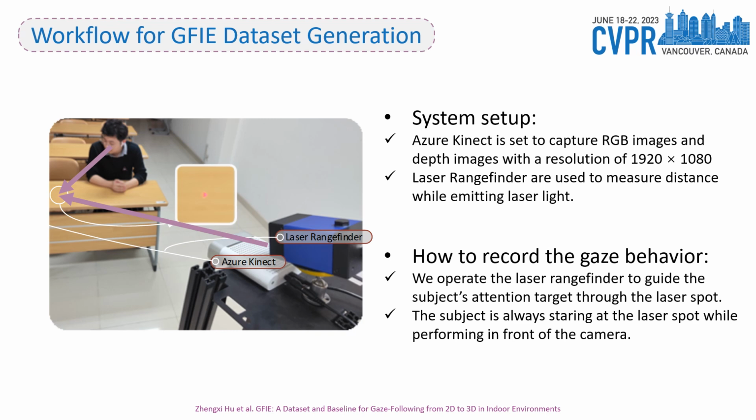Next, we briefly describe the workflow for GFIE dataset generation. The gaze data collection system consists of a laser rangefinder and an RGBD camera, the Kinect. The Kinect is set to capture RGB and depth images. The laser rangefinder is used to measure distance while emitting laser light. Then we can operate the laser rangefinder to guide the subject's attention target through the laser spot. The subject is always staring at the laser spot while performing in front of the camera.